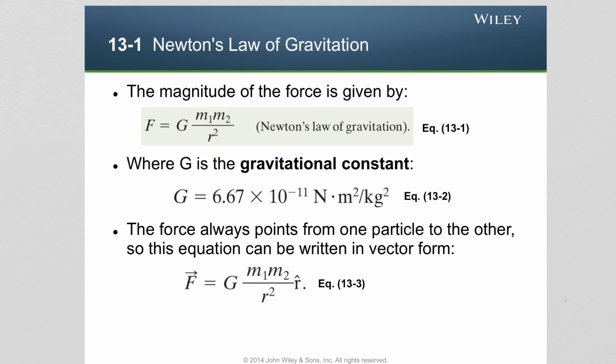The force always points from one particle to the other, so this equation can be written in a vector form like so. Here are my two objects, let's say small spheres with mass m1 and m2, and for now let's consider those to be point particles. These two spheres are a distance r from each other.